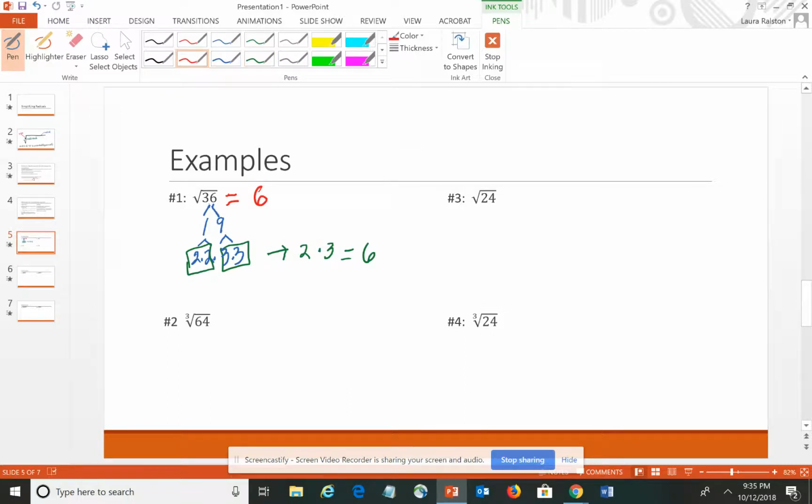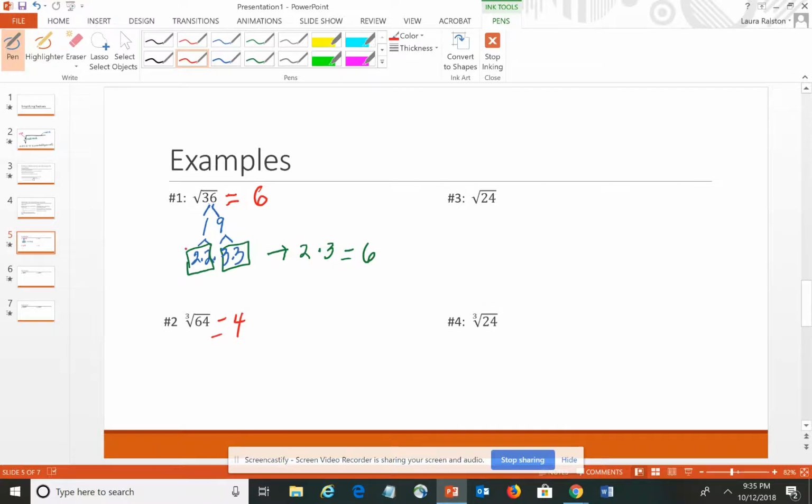The second example, notice you have an index of 3. So now I'm asking myself, what number times itself 3 times would be 64? Well, I may not recognize that one as easily. If you go back and look at the list I provided you on the previous slide, it is actually a perfect cube, as we would call it, and it is 4.